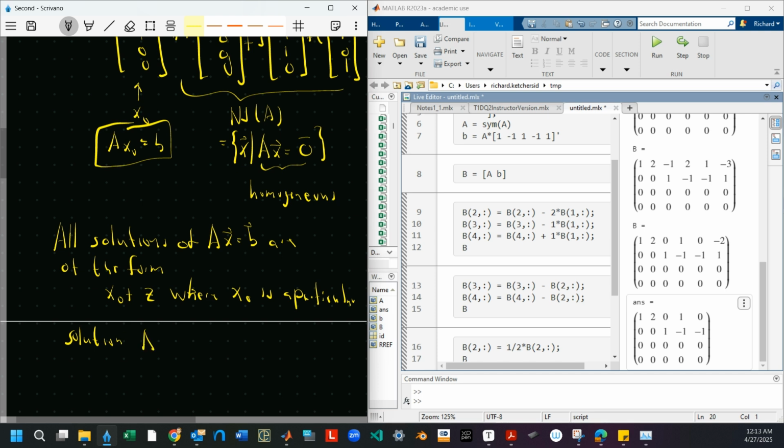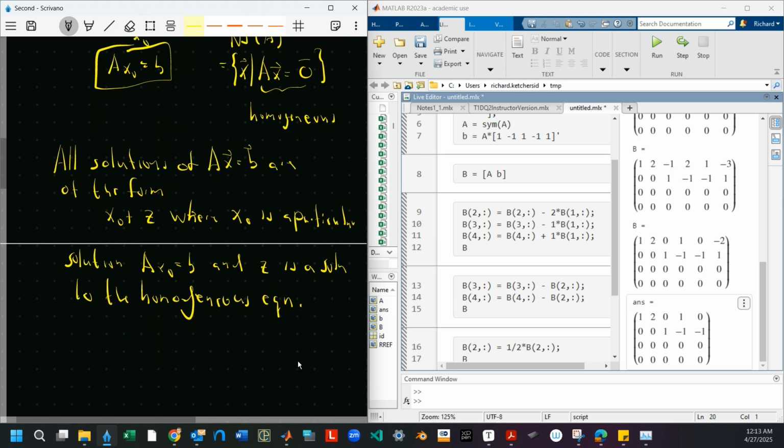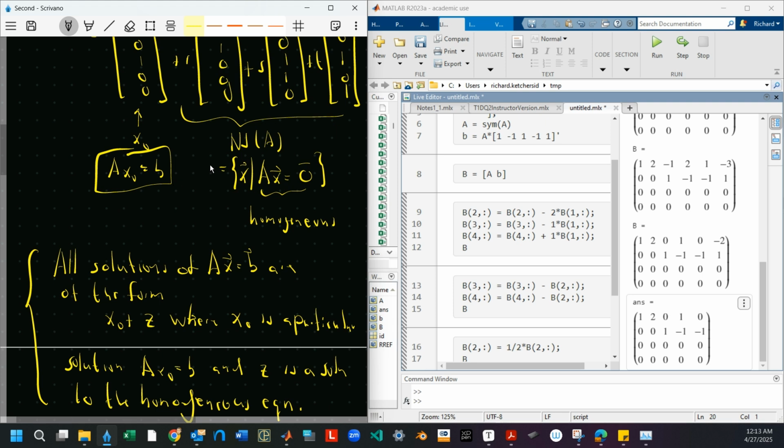In other words, Ax naught does equal b, and z is a solution to the homogeneous equation. We'll see this when we look at differential equations too. The same kind of thing happens. You often get solutions to things, or you get one specific solution plus a space of other solutions, which are solutions to homogeneous things, right? So that kind of thing is happening here too.